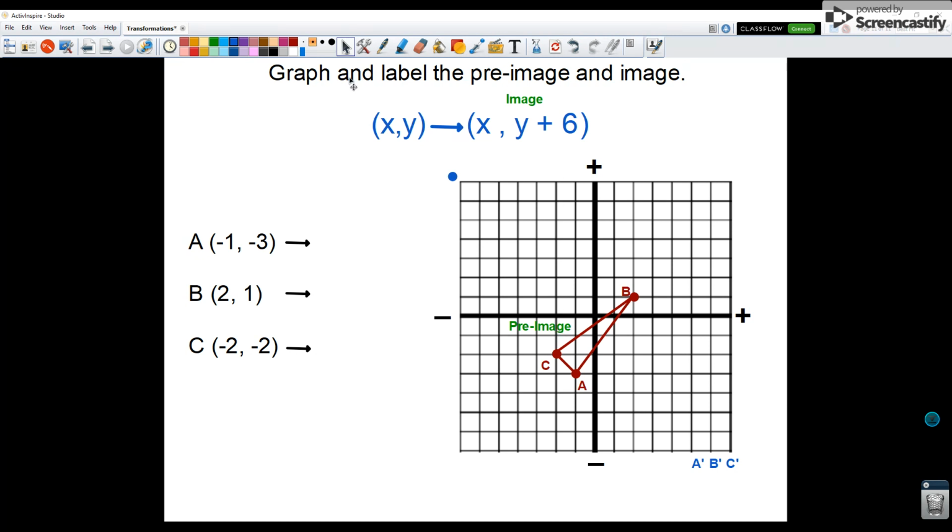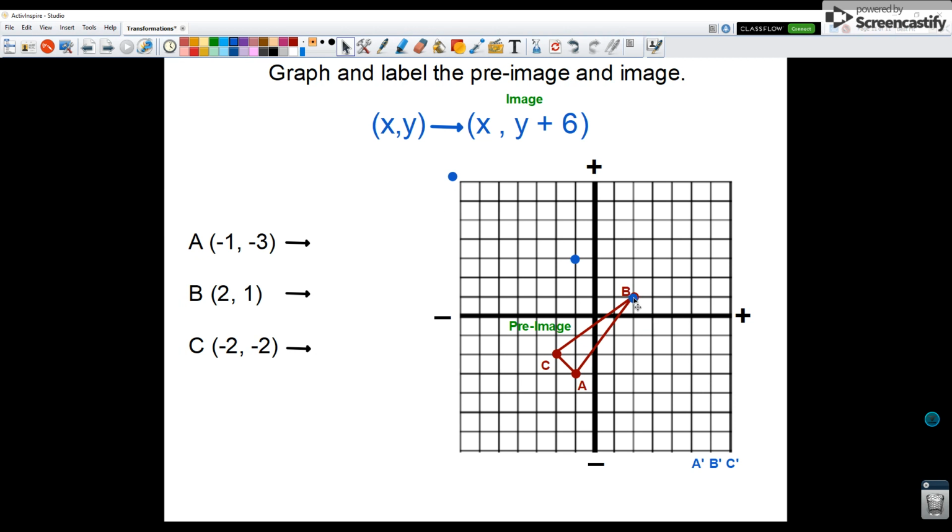So what does it want us to do with this pre-image? Well, it looks like going to the image, the x is not getting affected because there's nothing that's happening to it. For every y value, we're adding 6. So if we're adding, we are going in the positive direction, so we're going up 6 spaces. So for here, I am going to start at my pre-image. The x, we're not going right or left, but this value is increasing its y by 6: 1, 2, 3, 4, 5, 6. That's my new coordinate there.